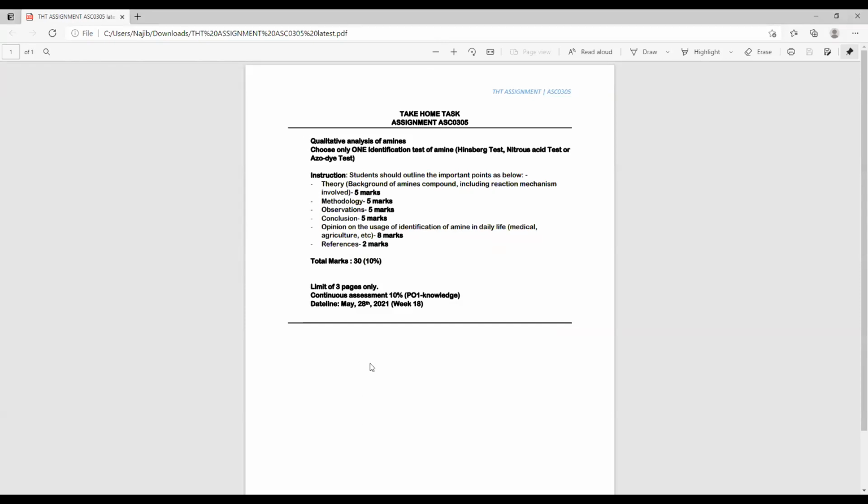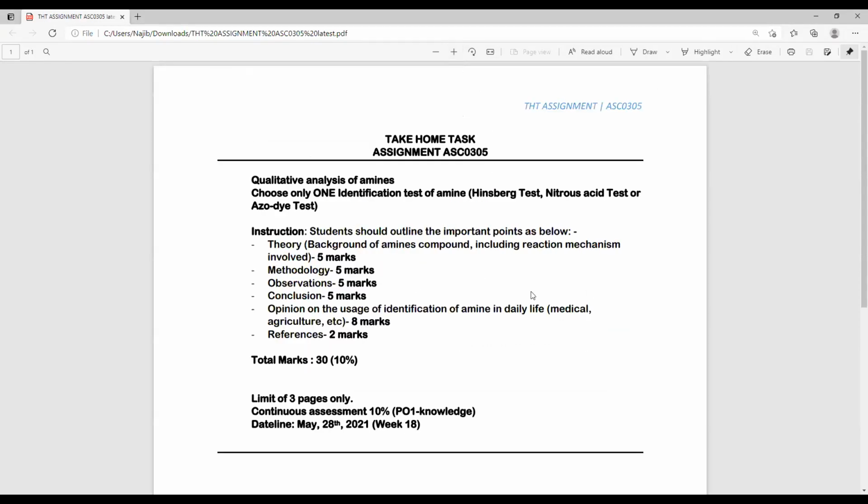Okay. Sorry, tadi saya save slide tu takut terpadam. Okay, so this is about the take home task. So basically take home task is about qualitative analysis of amine. So berkaitan chapter 12 lah. Next chapter, that's why lah submission dia pada minggu ke-18. So this task will cover 10%. Okay, 10% of your carry marks.